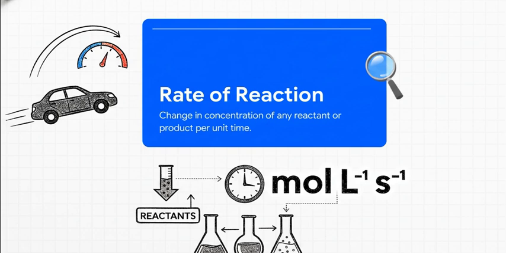As your reaction progresses, your reactants are dropping and your products are rising. And please, absolutely burn this unit into your memory: moles per liter per second. That is the speedometer of our chemical reactions, and knowing that specific unit is an absolute must for your exams.